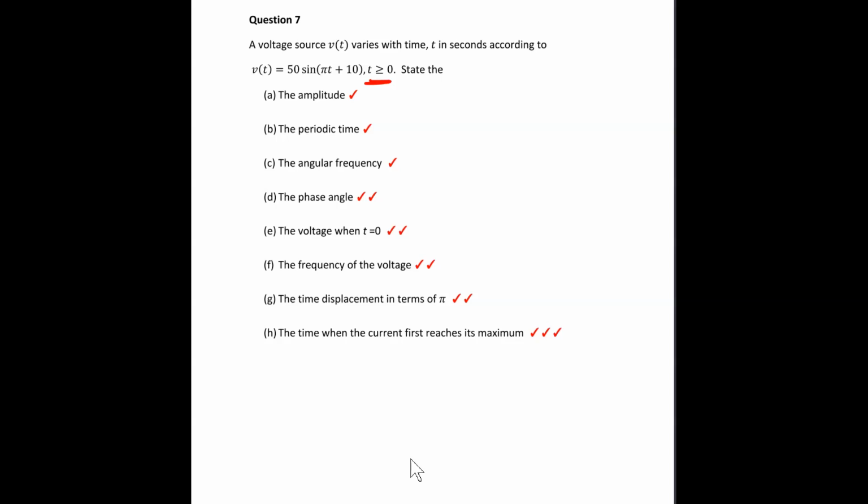Okay, the amplitude, that's the easy one. You just read that off. It is 50, and probably to be careful, give the units. The periodic time is T. The formula is given to you. In this case, it's 2 pi over omega, and omega is pi, which equals 2. And again, give the time in units.